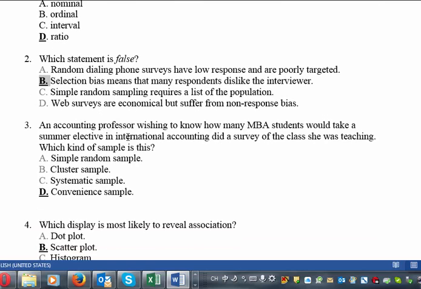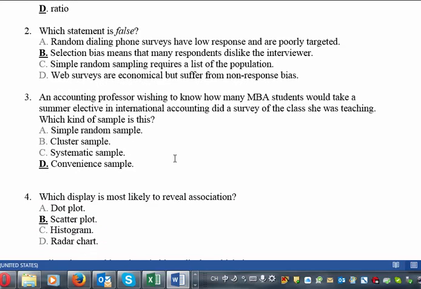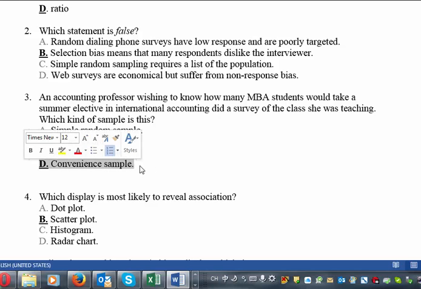Okay. Next question, number 3. An accounting professor wishing to know how many MBA students will take a summer elective in international accounting did a survey of the class she was teaching. What kind of sample is this? Obviously, for this professor, the class she's teaching is convenient to her, and she can just ask her students to participate. So that is a convenience sample. So D is the correct answer.